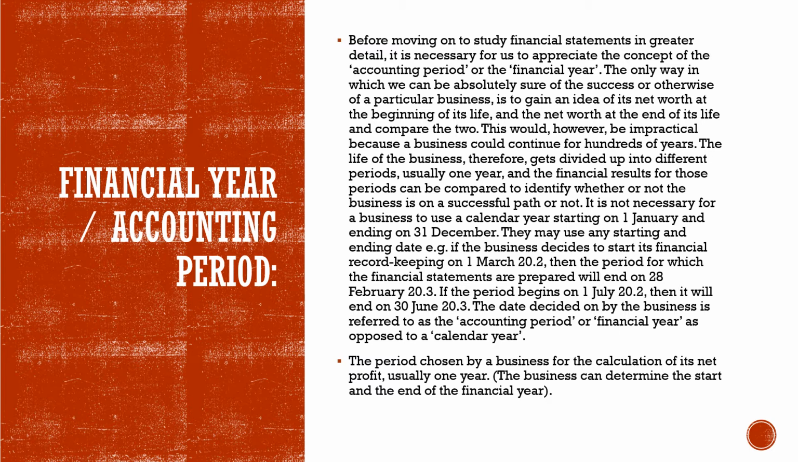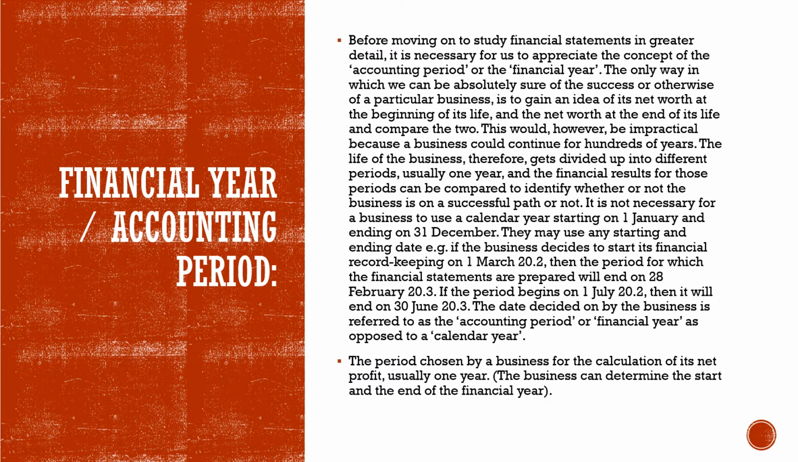The life of the business therefore gets divided up into different periods, usually 1 year, and the financial results for those periods can be compared to identify whether or not the business is on a successful path or not. It is not necessary for a business to use a calendar year starting on 1 January and ending on the 31st of December. They may use any starting and ending date.